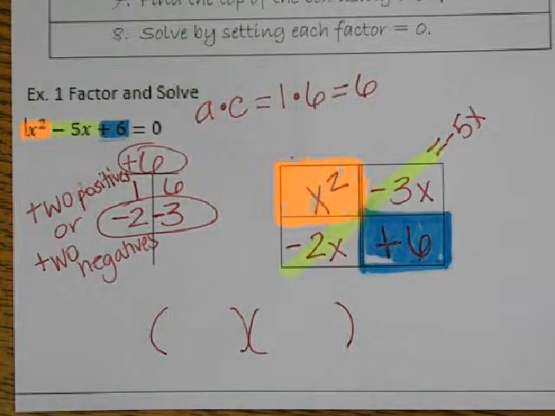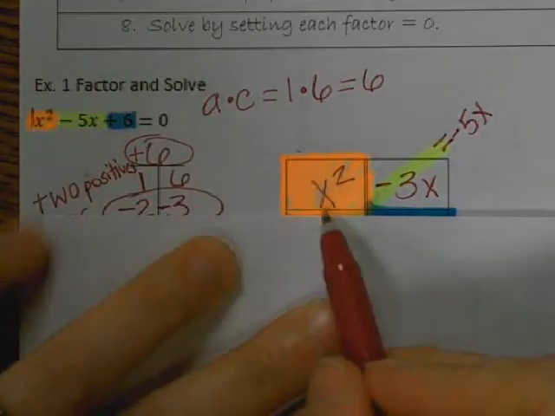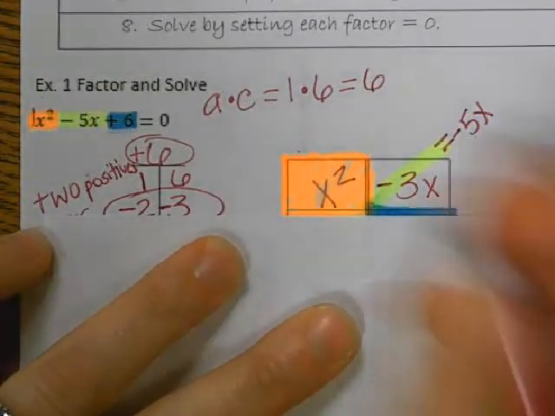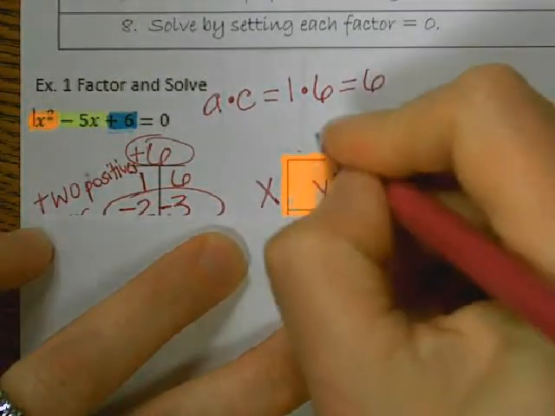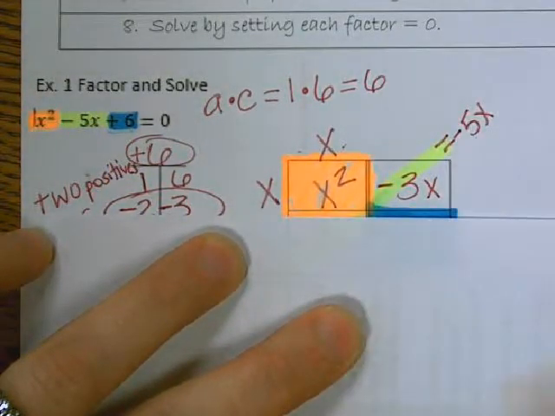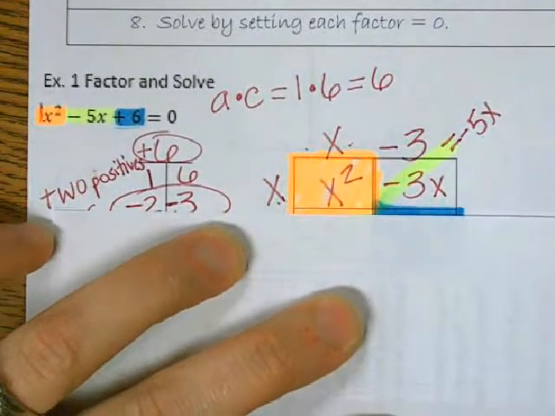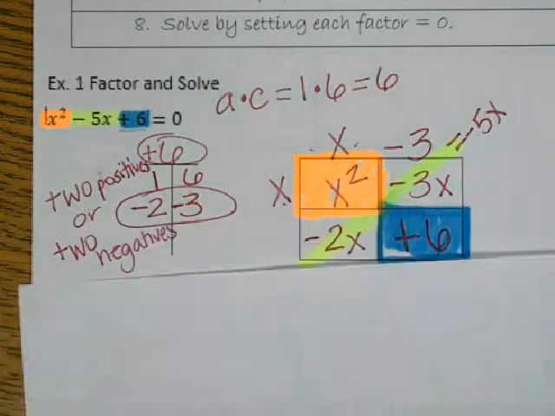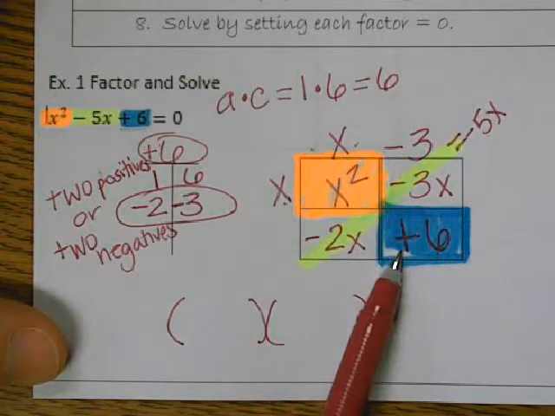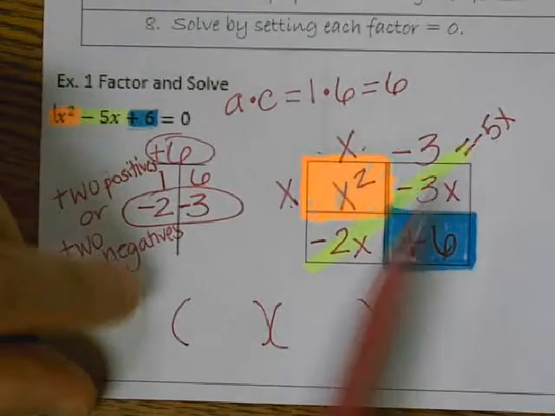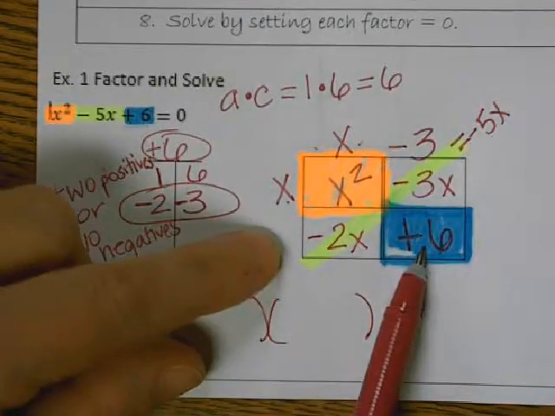Okay, so we're going to start with the top one. So what's the most common factor between x squared and negative 3x? It's just x. And now up at the top of our box, we've got x times x makes x squared, and x times negative 3 makes negative 3x. So I always cover up the bottom box first. Now we just have to figure out what number goes right here so that we can get our positive 6. So this number, negative 3, and this number here, we're going to multiply this times this to get our 6, right?